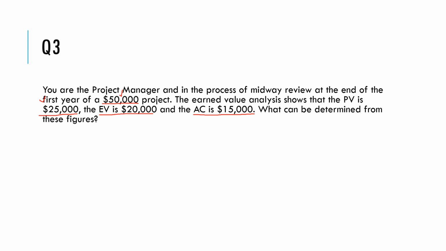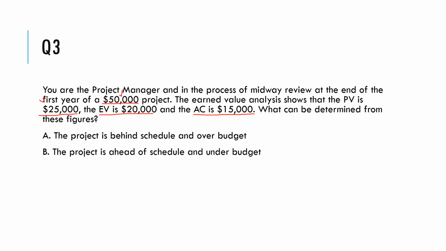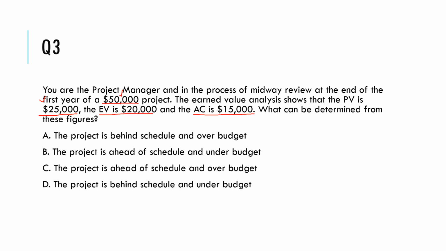So you have these figures. What is your conclusion? Let's look at the options. The project is behind schedule and over budget. The project is ahead of schedule and under budget. The project is ahead of schedule and over budget, and the project is behind schedule and under budget.